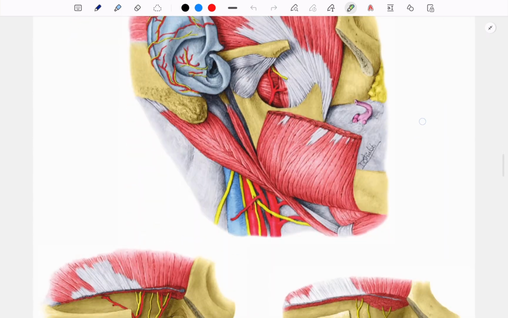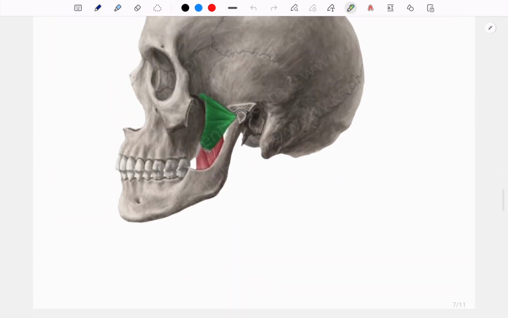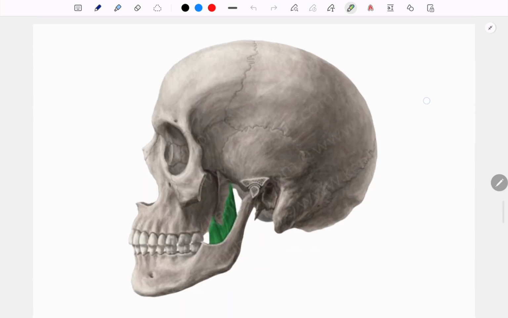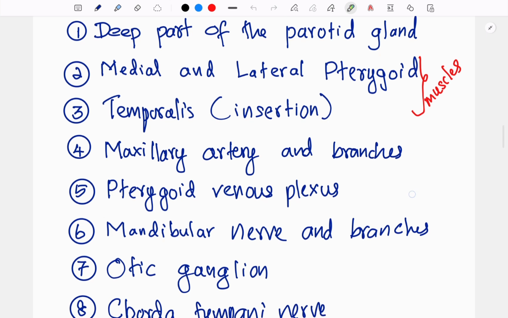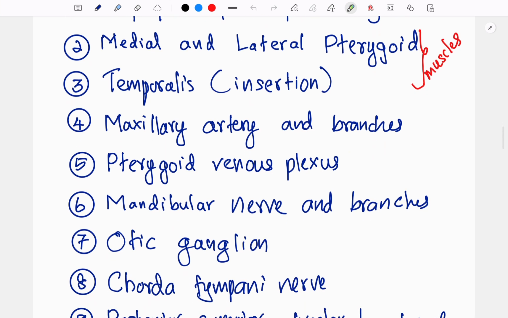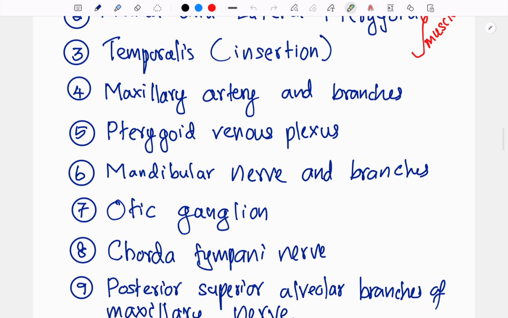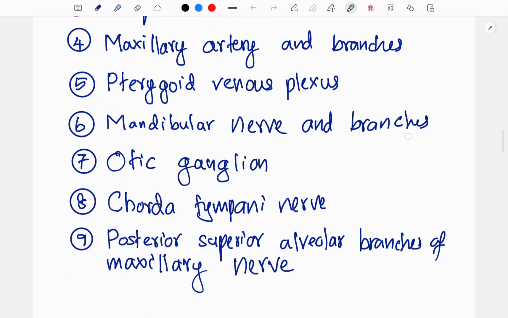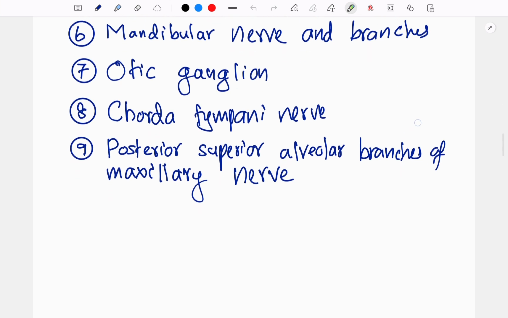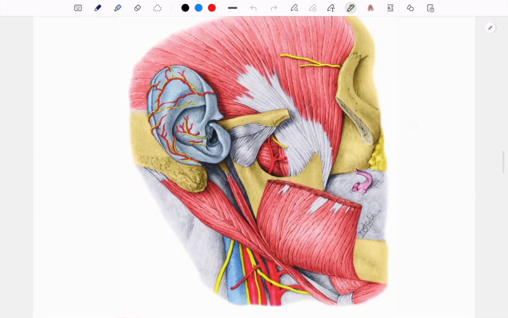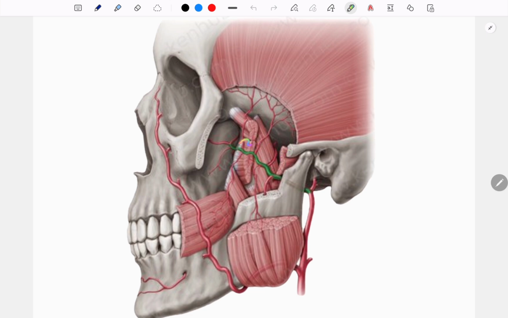They are well inside the infratemporal fossa. This is the lateral pterygoid muscle, and this is the medial pterygoid muscle. And we can see the maxillary artery and its branches, the pterygoid venous plexus, the mandibular nerve and its branches, the otic ganglion, the chorda tympani nerve, and the posterior superior alveolar branches of the maxillary nerve. This is the maxillary artery, coming from the external carotid artery.